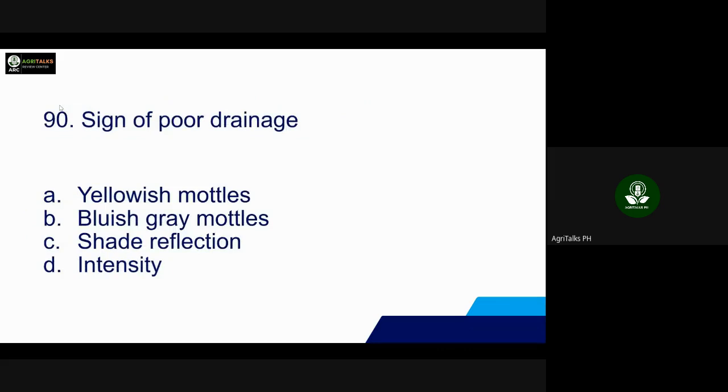Number 90. Sign of poor drainage. A, yellowish metals. B, bluish gray metals. C, shade reflection. D, intensity. This is what we see in rice fields. These mottles are formed because of low drainage, meaning stagnant water. So what do we see? That is bluish gray mottles. We also see them in canals and any area with stagnant water. So mottles is the term, bluish gray in color.